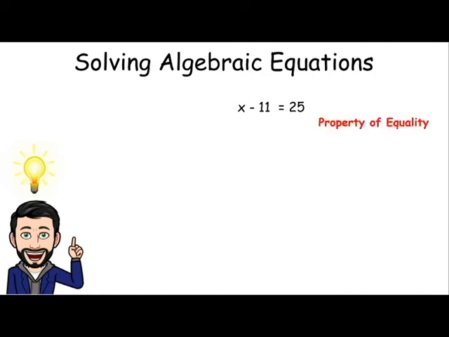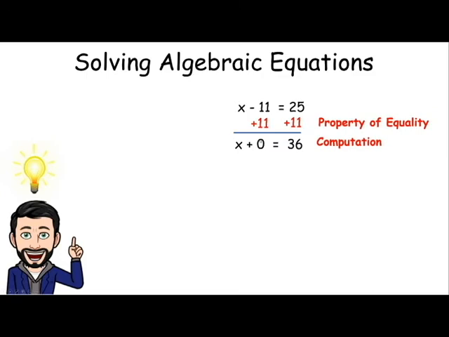So I want you to think about the property of equality. If my goal was to get this x all by itself, I want to get rid of this minus 11. What can I do to both sides that will cause that minus 11 to go away? Hopefully you realized that it was adding 11. Because when I add 11 to both sides and I perform some basic computation, negative 11 and plus 11 make a 0. 25 plus 11 then gives me 36.